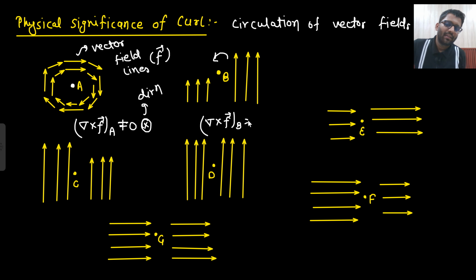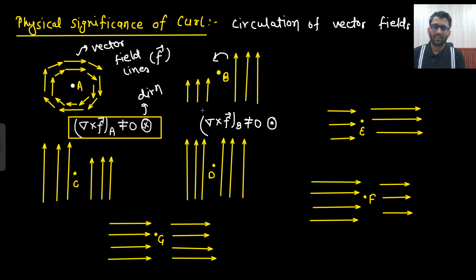So again, curl of B is non-zero. And where will be the direction? So the ball is moving like this. The ball is moving like this. Right hand rule. So it is coming towards you. Okay. So let's put that in a box. Put this also in a box.